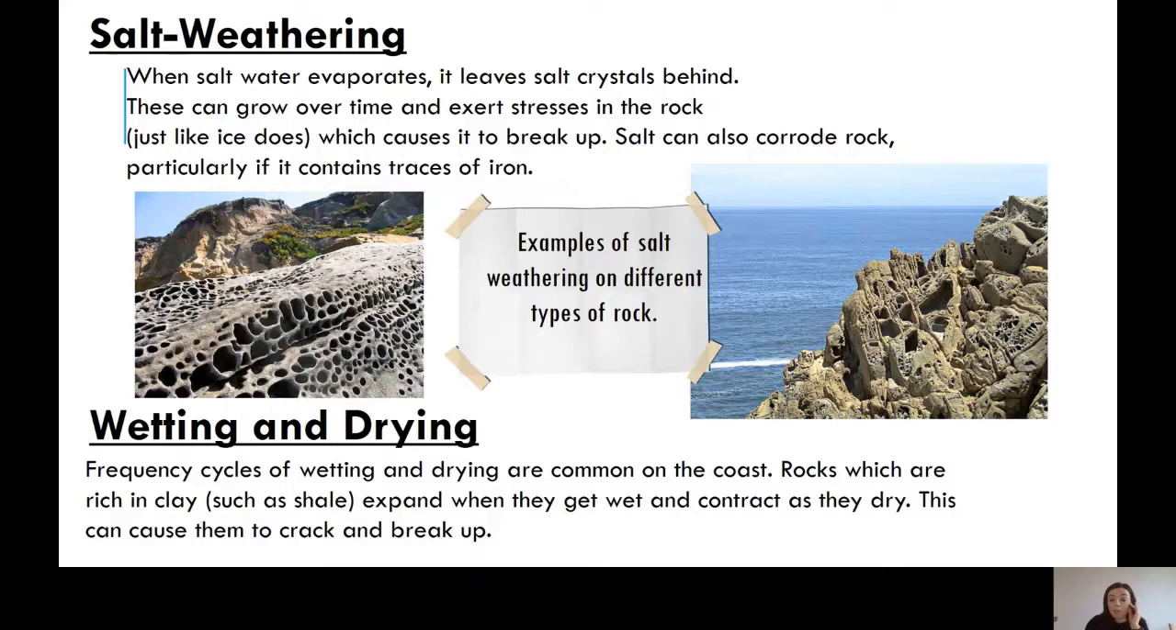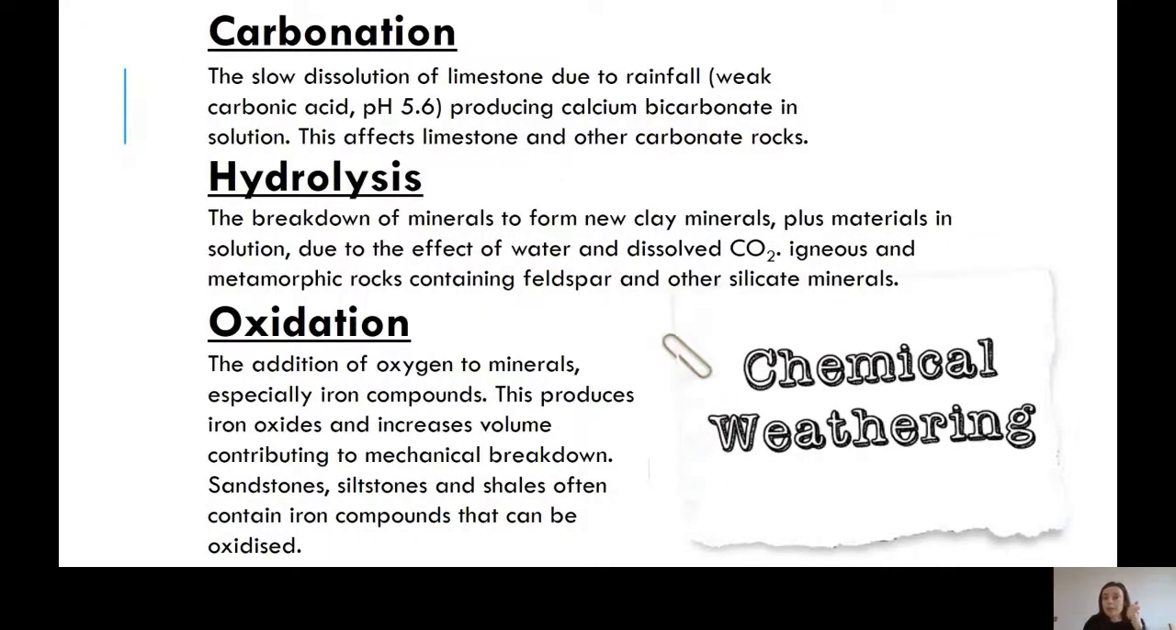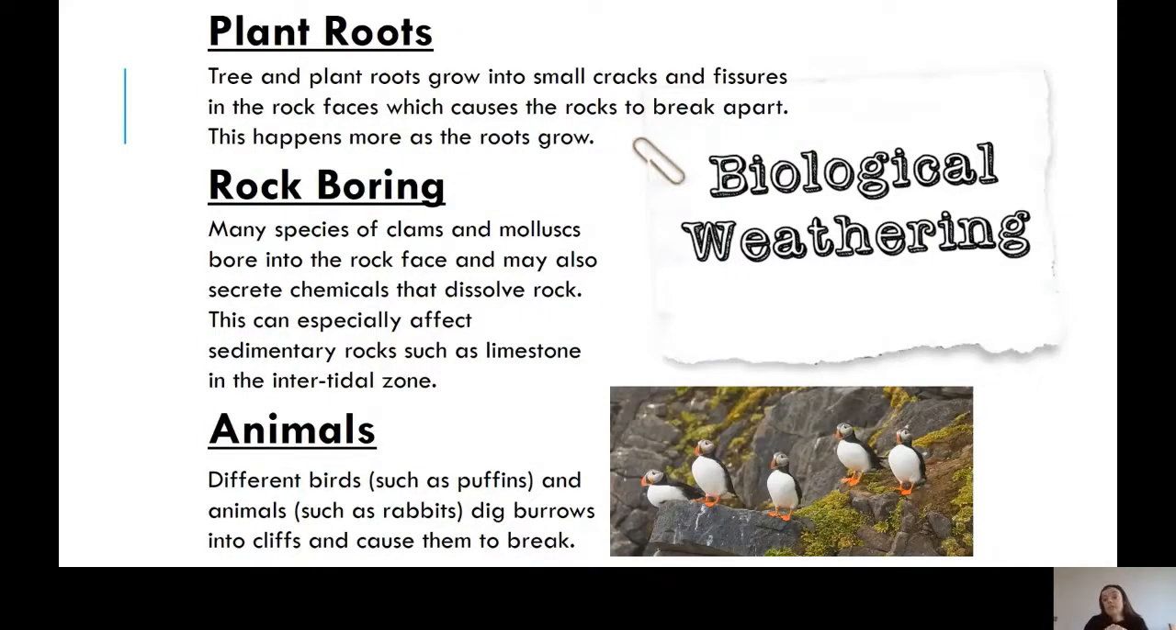Here is chemical weathering. We have carbonation, which happens to limestone, hydrolysis and oxidation. It usually happens to sedimentary soft rock like sandstone and limestone. I won't go through it now. And we also have biological weathering, for example, plant roots opening cracks in the rock, or animals that burrow.